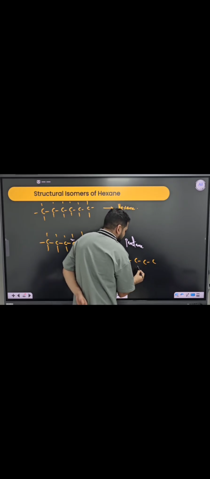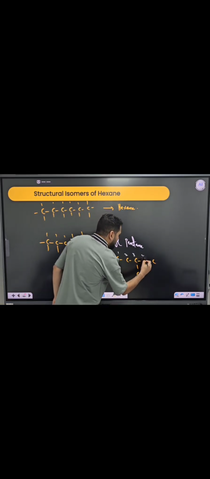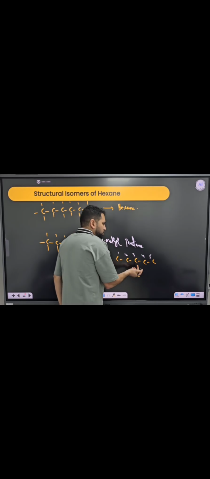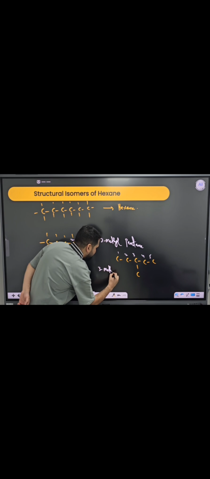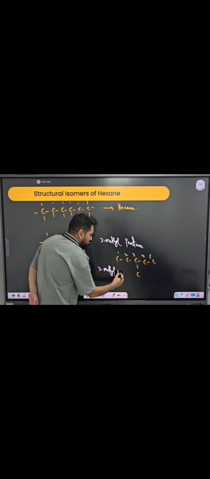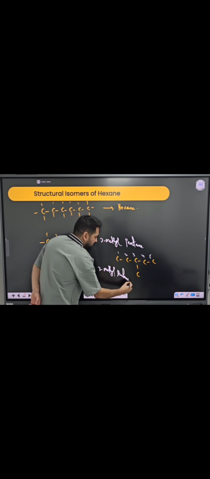So how many carbons are there? 1, 2, 3, 4, 5. 1 carbon I'll put here. Done, guys. Let's do the numbering now. Can I say this is 1, 2, 3, 4, 5? If I do numbering from this side, 1, 2, 3, the substituent will get 3 again. So what will I name this compound? The methyl group is at position number 3. There are 5 carbons in the main chain, so 3-methyl pentane.